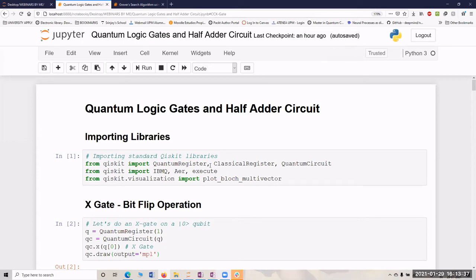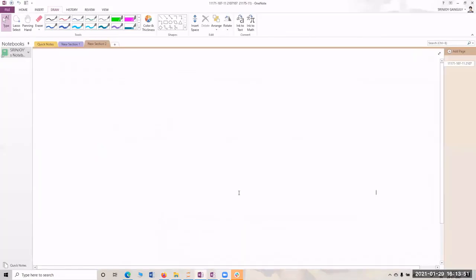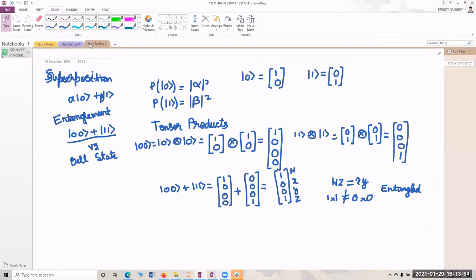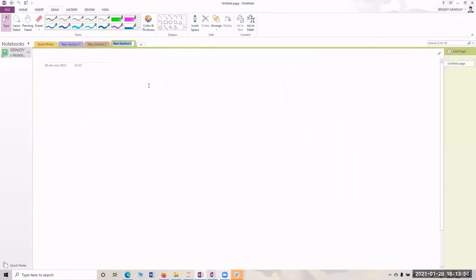Thank you so much. And okay, so now let's proceed towards the Grover search. Let's have a look at the Grover search. All right, so let's see what the Grover search algorithm is.